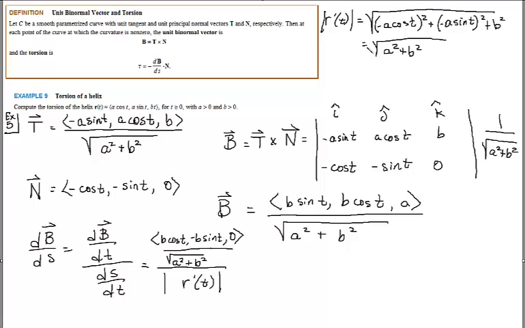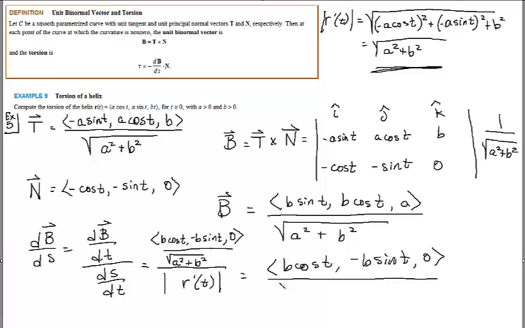I'm going to plug that in here, and you'll notice that since it's just the square root of a squared plus b squared, when I plug it in here and multiply these two, what I'll get is b cosine t, minus b sine t, 0, over a squared plus b squared. Now, the last thing I have to do is take this derivative, which I just found, and do the dot product with the normal vector. So I'll get some more room and write that down.